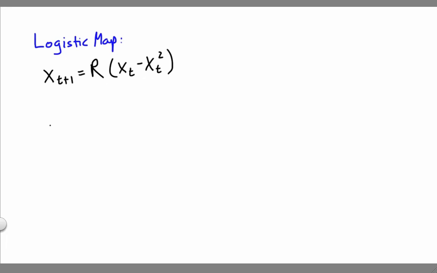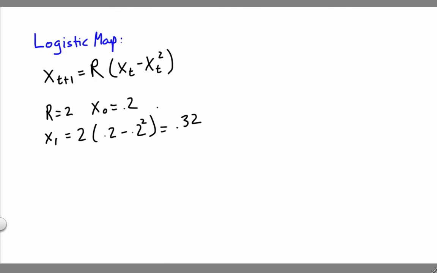So let's look at an example. Let's let R equal 2 and our initial population over carrying capacity, x0, equal 0.2. That is, our population is 20% of the carrying capacity. Now we can iterate this map, so get out your calculator. Let's calculate x1. That's going to be equal to 2, that's our R value, times 0.2 minus 0.2 squared. And according to my calculator, that's equal to 0.32. So we've gone from 20% of our carrying capacity to 32%.